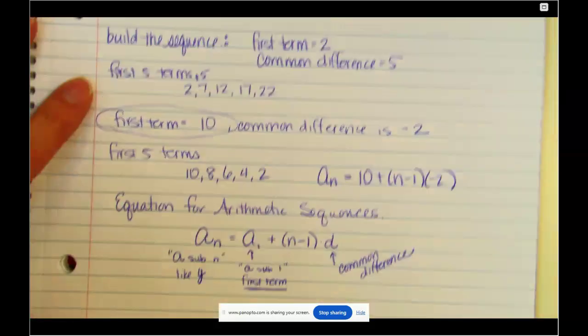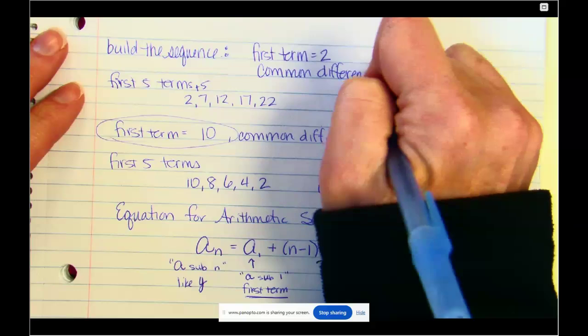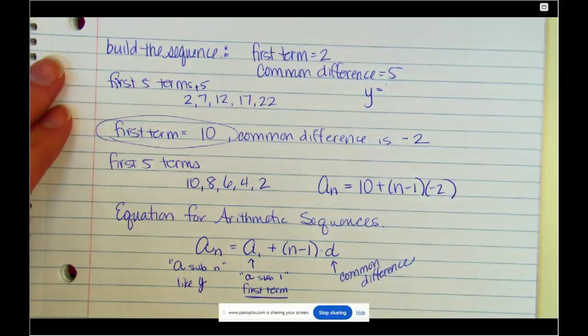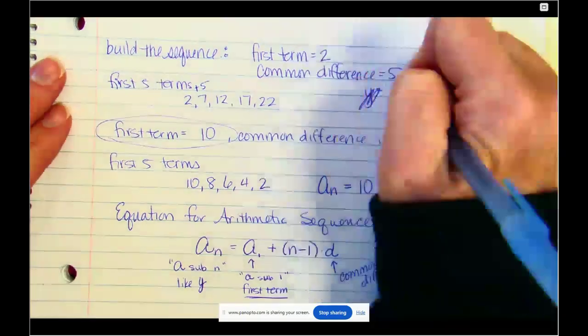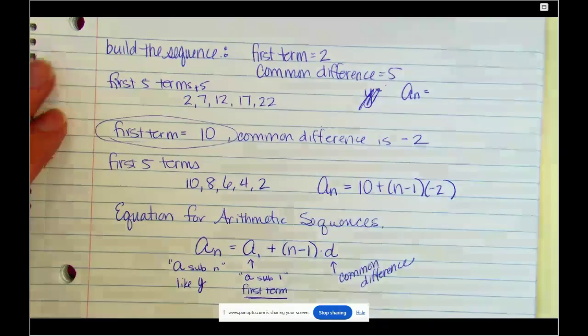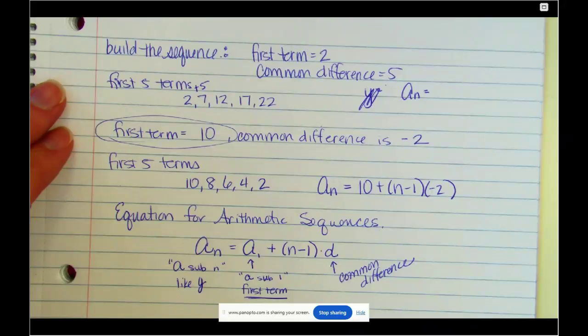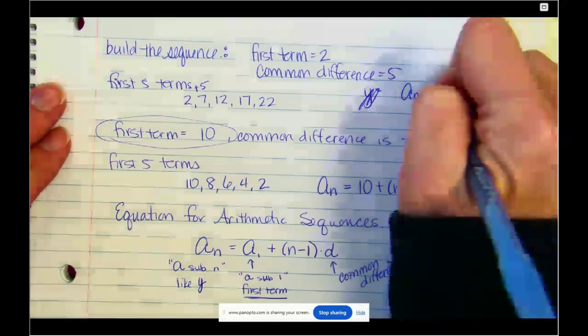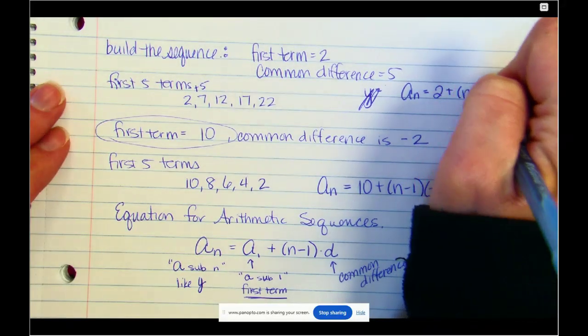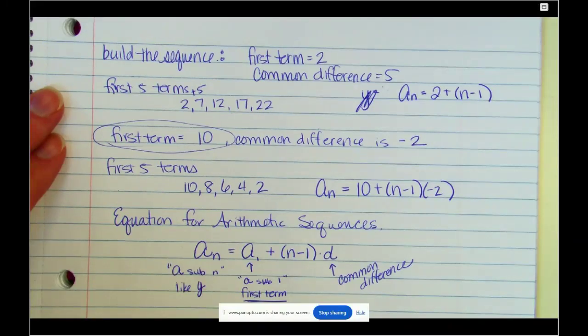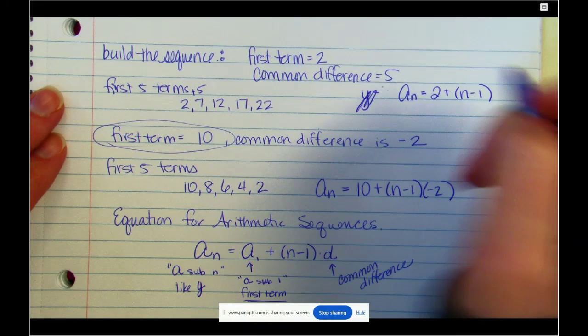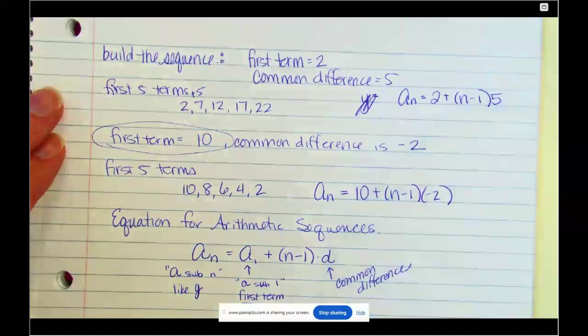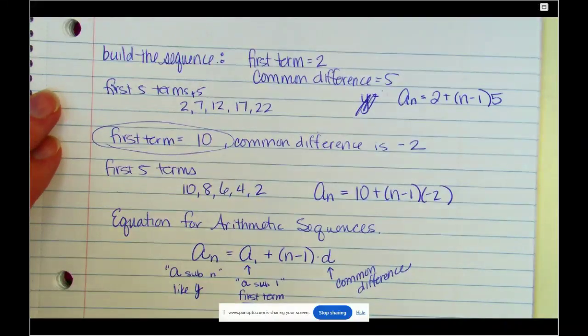Let's do this one. So work your way up the page. Again, I gave you the information you need. A sub n equals, what's our first term? 2. Got to have an n minus 1. What's the common difference? 5, because it just says that, right? Boop, done. There's your equation. So 2 plus n minus 1 times 5.